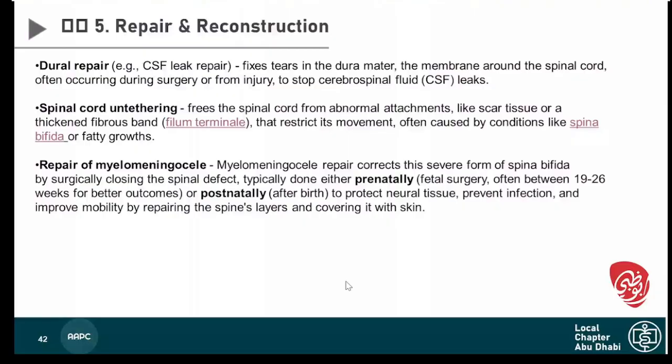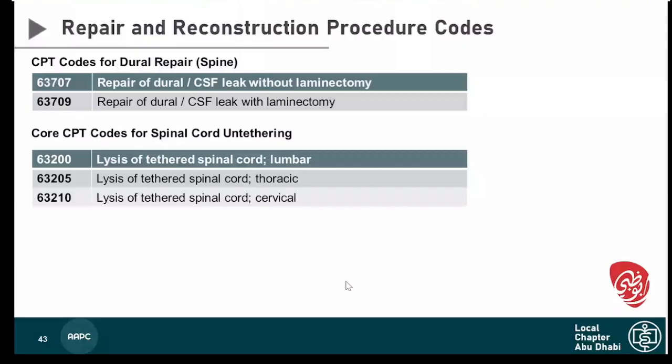So these are the CPT codes for repair and reconstruction procedures. 63707 is repair of dural or CSF leak, without laminectomy, and with laminectomy. So it may be performed either with laminectomy or without laminectomy. So coders must check the documentation thoroughly. Okay. Then codes for spinal cord untethering. What are the codes? 63200, 205, 210.